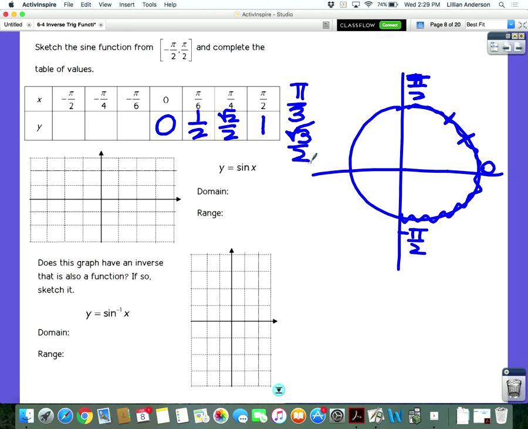Good stuff. Now, let's go the other way. When you go to the negatives, you're going in the clockwise direction. So, negative pi over 6 is right here. So, it's negative what? Negative half. What about negative pi over 4? And negative pi over 2?